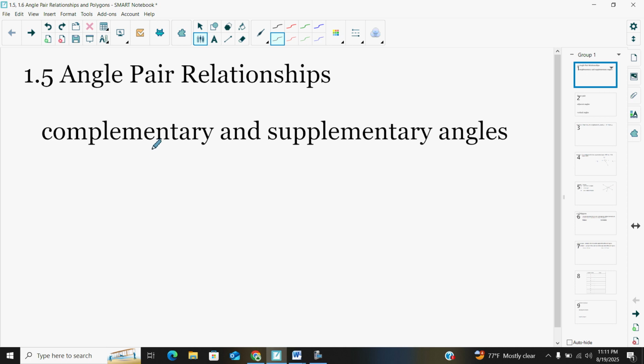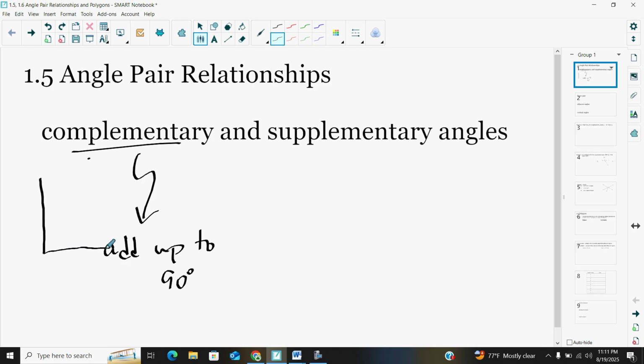First thing we're talking about is the difference between complementary and supplementary angles. Complementary angles are simply two angles that add up to 90 degrees. Two angles, when added together, add up to a right angle. So something like that. If this is a right angle, then angle ABC and angle CBD are said to be complementary.